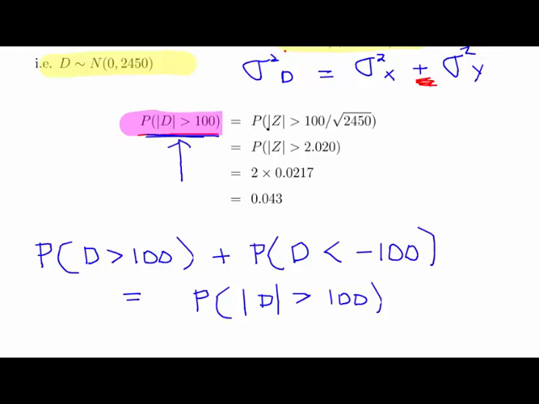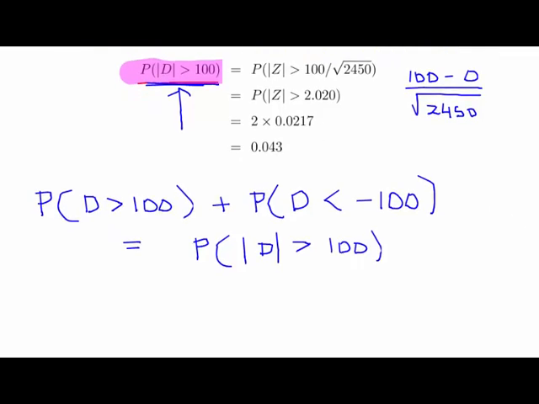So using the z-score expression, and recall that we're using the absolute value of z there. That is the z-score there, 100 minus 0. Remember, the expected value of the differences is 0, divided by the standard deviation, which is the square root of 2450. And the absolute value of the z-score is greater than 2.020.